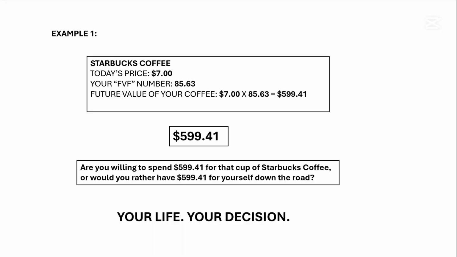Let's take some examples. Starbucks coffee. Today's price, $7. Your personal FVF number that we just calculated is 85.63. So the future value of your coffee is $7 times 85.63, which equals $599.41. So the question becomes, are you willing to spend $599.41 for that cup of Starbucks coffee? Or would you rather have $599.41 for yourself down the road?